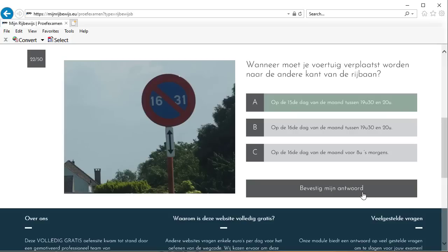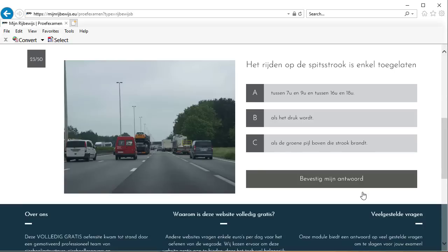Riding on the spits stroke is only allowed... The spits stroke is the rush hour lane. When is riding on the rush hour lane allowed? Option A is between 7 and 9 in the morning and between 4 and 6 in the evening. Option B is if there is a lot of traffic. Option C is if the green arrow above the lane is lit up.